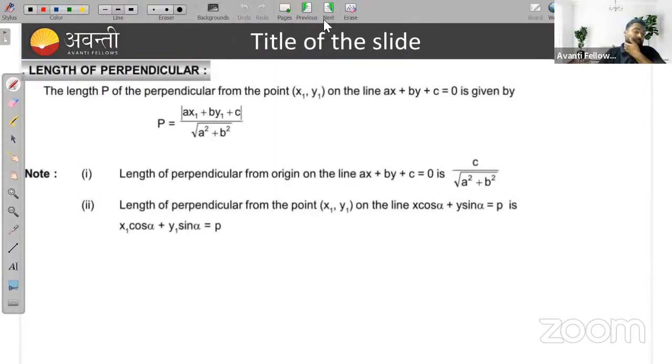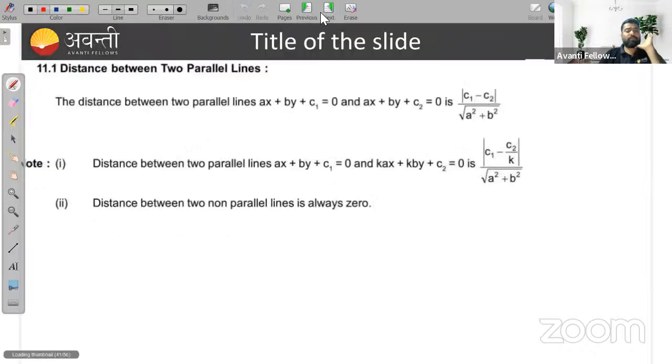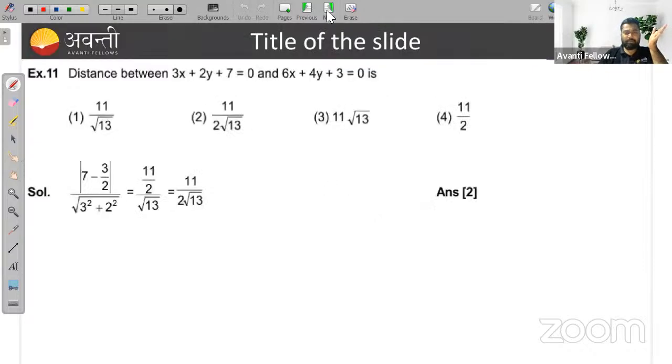Now, length of the perpendicular. We already discussed these things. Distance between two parallel lines. Oh, why are these slides repeating themselves again?